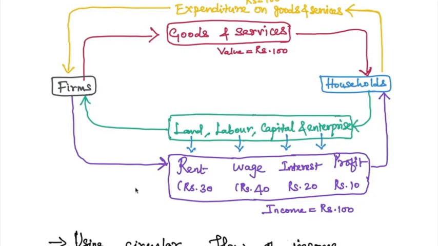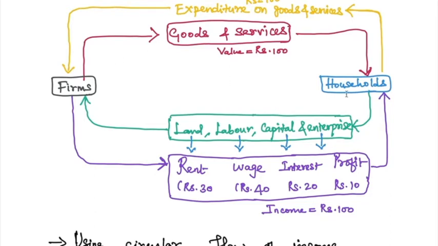So, as you can see, in a closed economy where there is no international trade happening, you have two major sectors in an economy. You have households here and you have firms here. Households possess these four factors of production: land, labor, capital, and enterprise. And firms use these factors of production to produce goods and services.